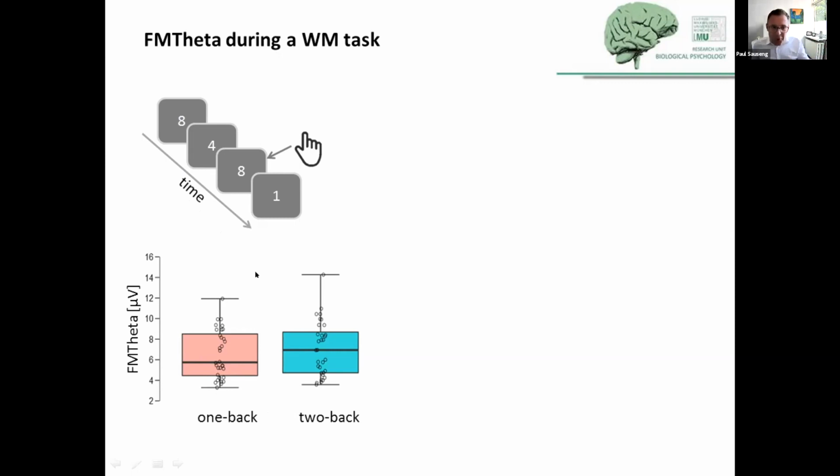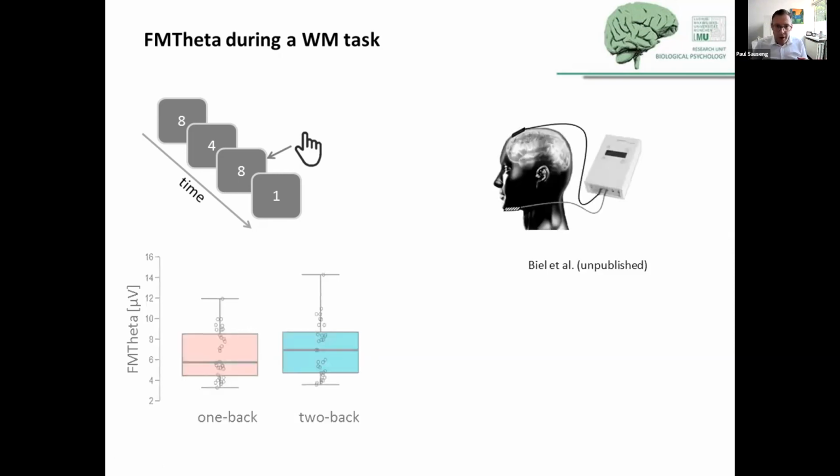And even this group of students very reliably found that when you have a more complex task, then frontal midline theta activity will be significantly higher. So the next thing that we were interested in, still from a pilot study and unpublished, is whether you could actually interfere with that. So whether it would be possible to entrain this frontal midline theta activity, and by doing so, by increasing the amplitude, increase behavior in, let's say, an N-back task.